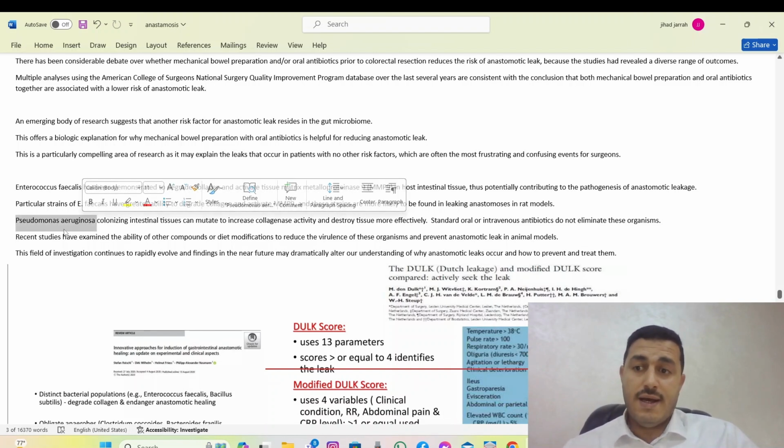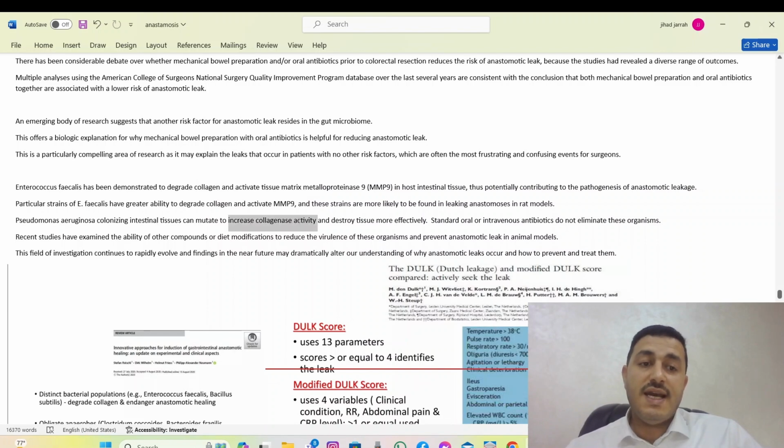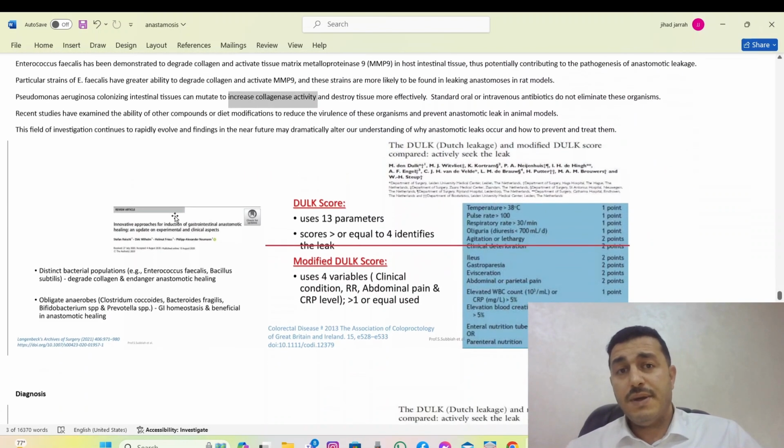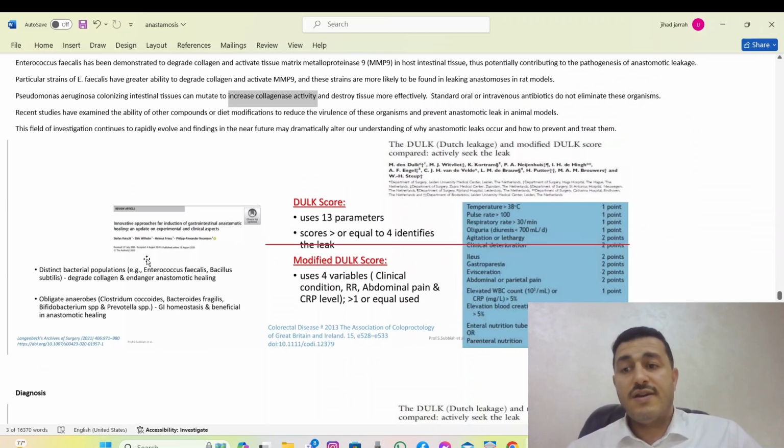Pseudomonas aeruginosa is also associated with increased collagenase activity and finally with leak. There are certain bacteria that are protective regarding the leak.